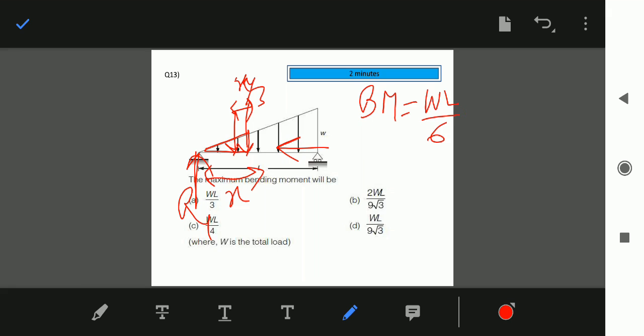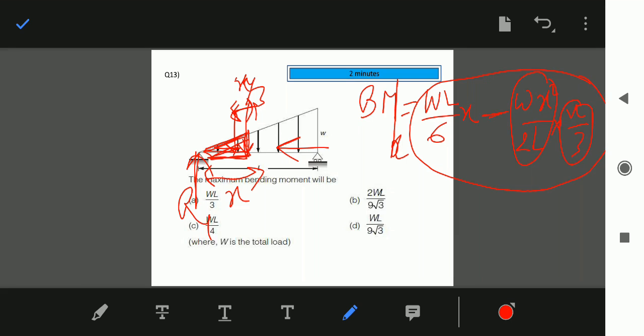WL upon 6 into x minus W x square upon 2L into x by 3. Okay, so considering this triangle, the load will be this one and into x by 3, this is the distance. So this will be the total bending moment at a distance of x from left side, when seen from right. So this is the bending moment.